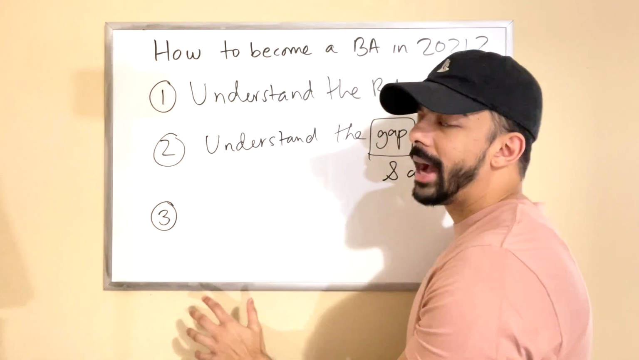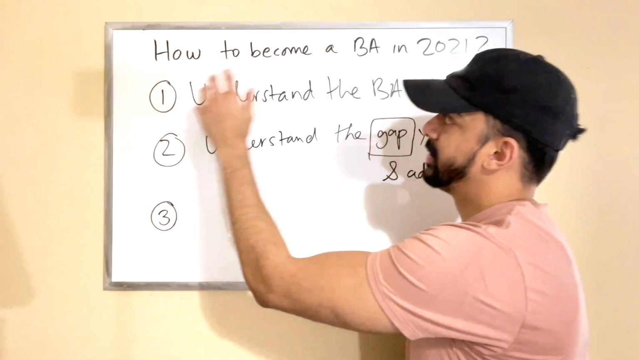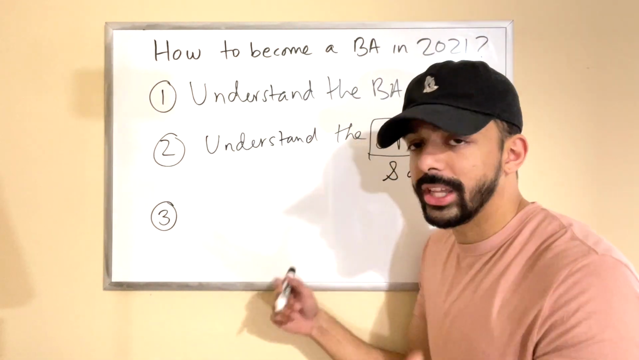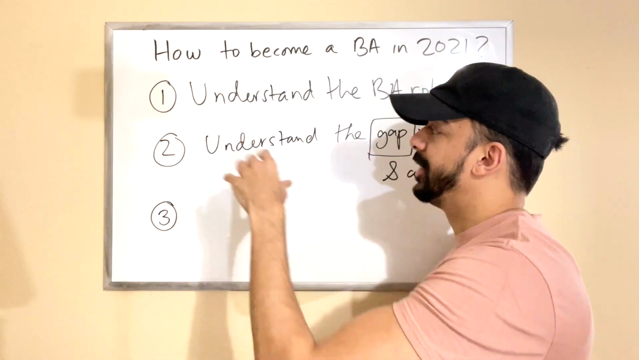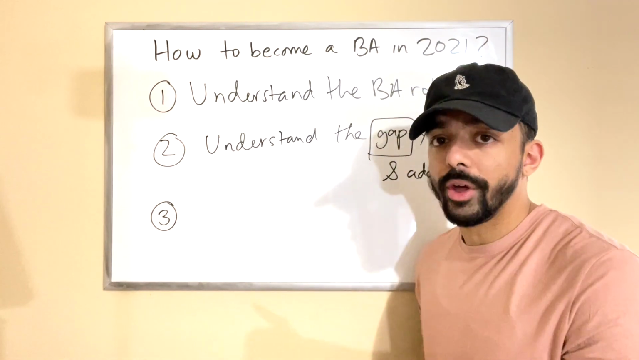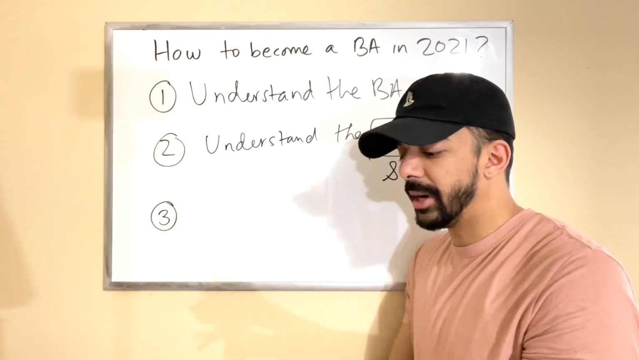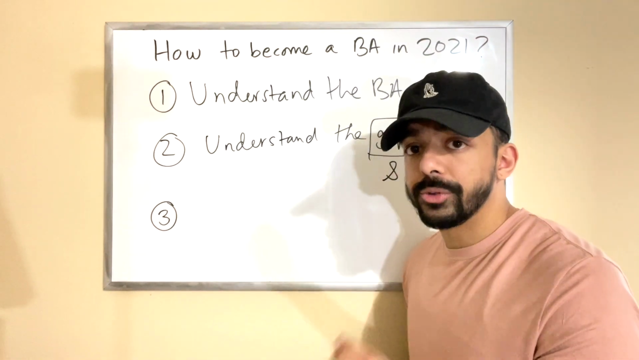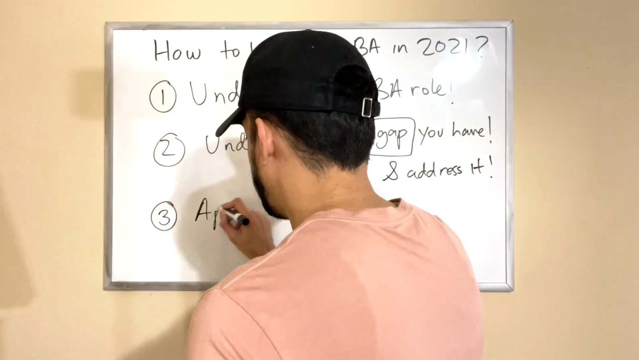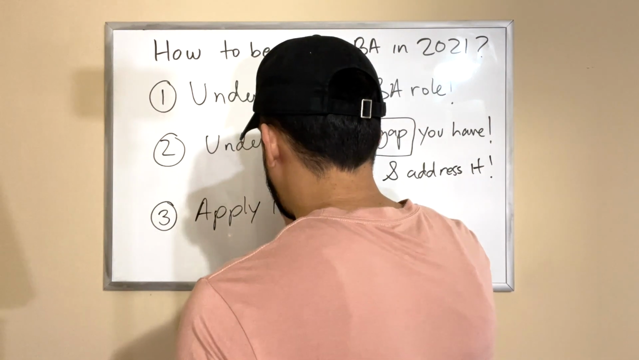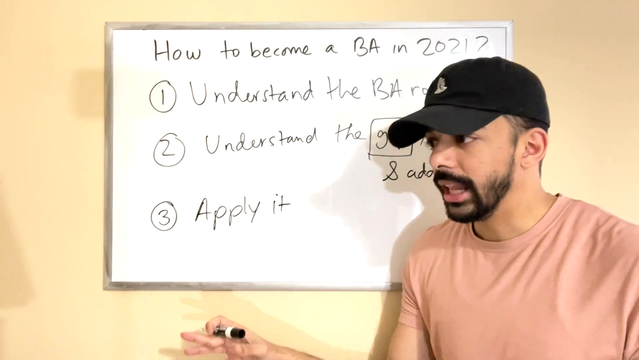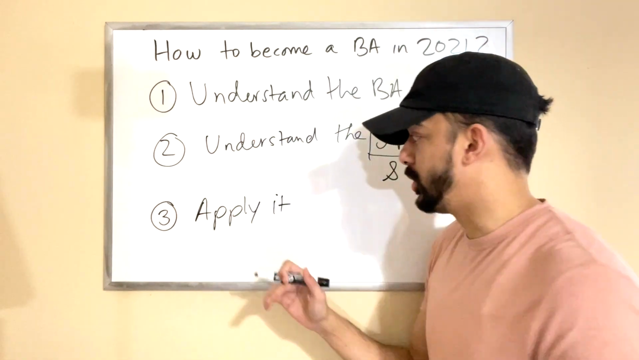So let's go back and recap here. We said understand the BA role is step number 1. You have to understand everything about the role. Again, I've got trainings on that, and there's plenty of free videos to understand the gap you have and address it. So whether you don't have the certain skills, experience, degrees, address those gaps. And then finally, number 3, simple enough, you have to apply it. So apply the knowledge into a position.